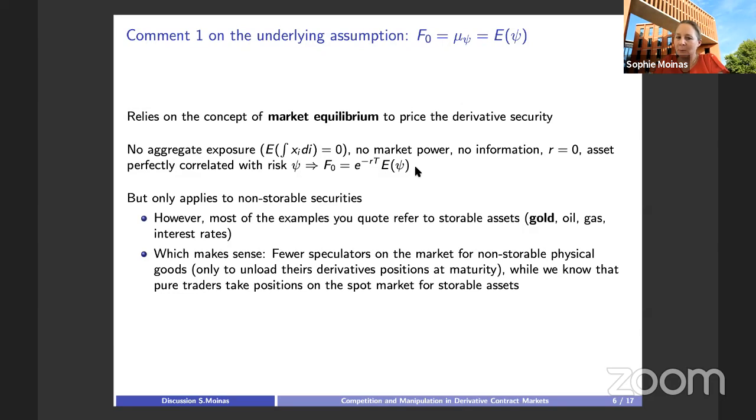Normally, at least what I'm teaching my students is that this market equilibrium approach only applies to non-storable securities, okay? The problem is that there is a confusion because most of the examples you have in the paper apply to storable assets. And your application applies to gold, which is a storable asset as well.